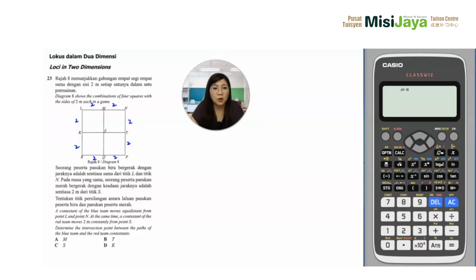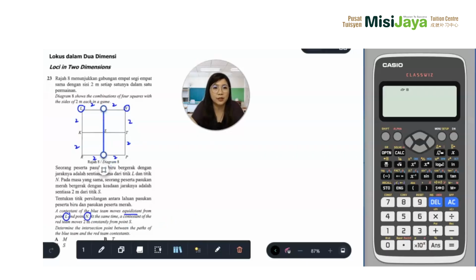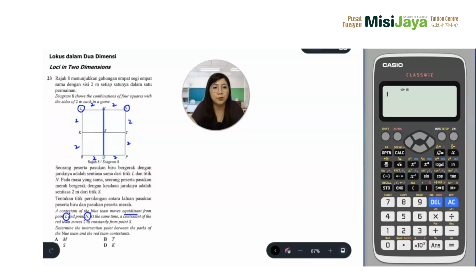Okay, so a contestant of the blue team moves equidistant from point L and point N. Where is L and N? L, N. So which means that the line will be a perpendicular bisector here. Okay, so this is the locus for the first one, for blue team. Okay, let's continue.